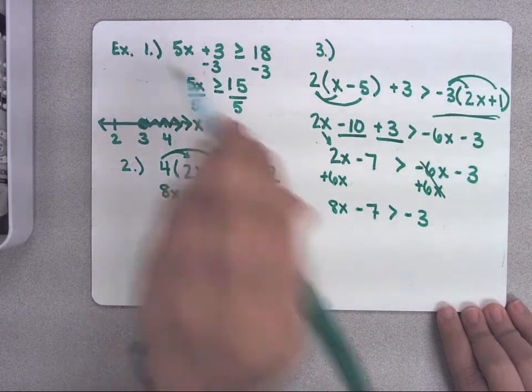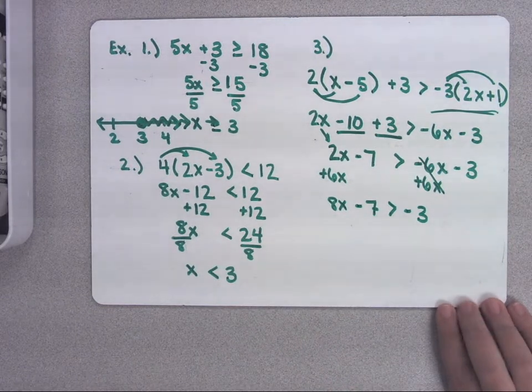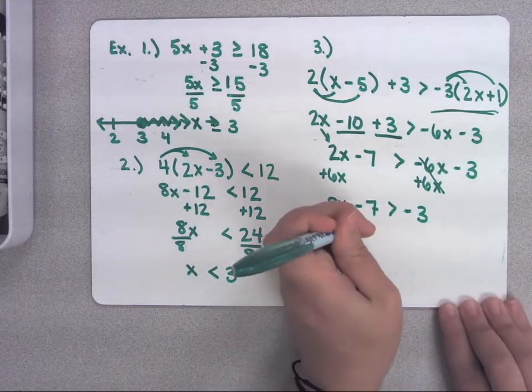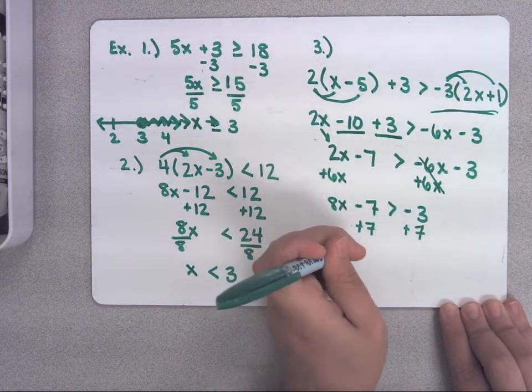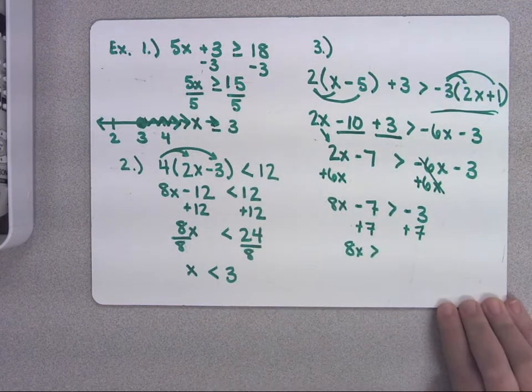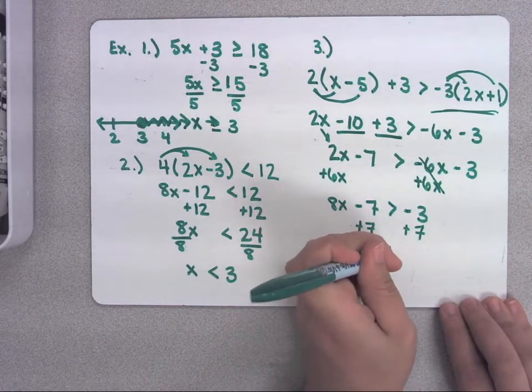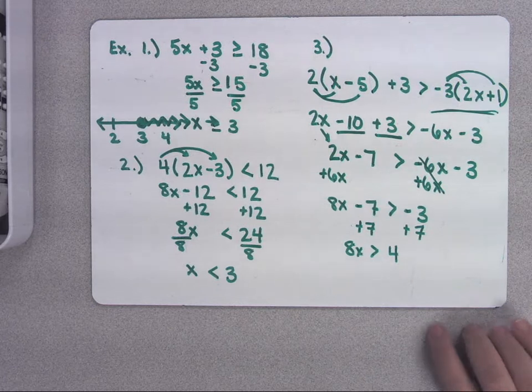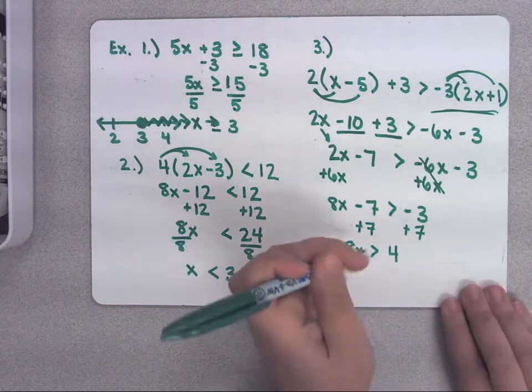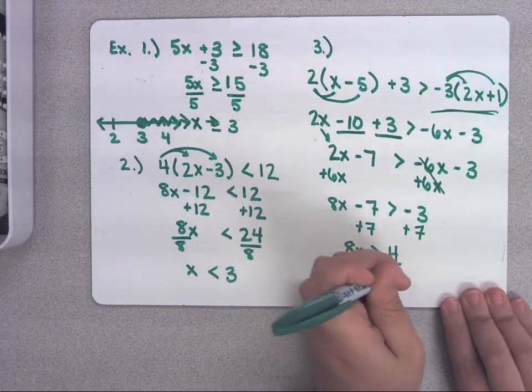Now it's just like those two problems. What do we do next? Yep, plus 7 to both sides. What's negative 3 plus 7? What do I do to get x by itself? This is still not a bad number.